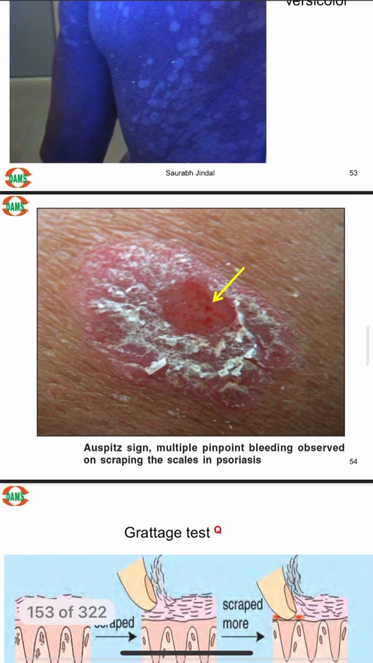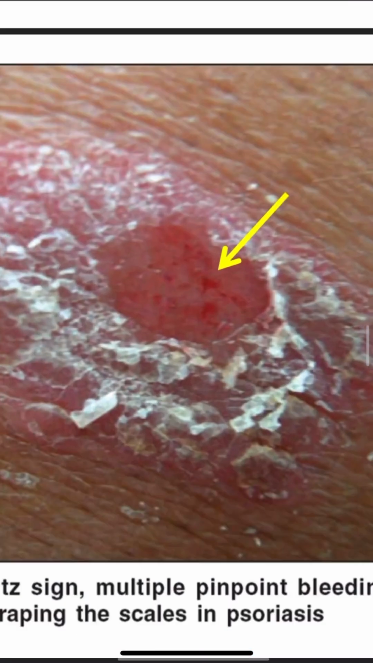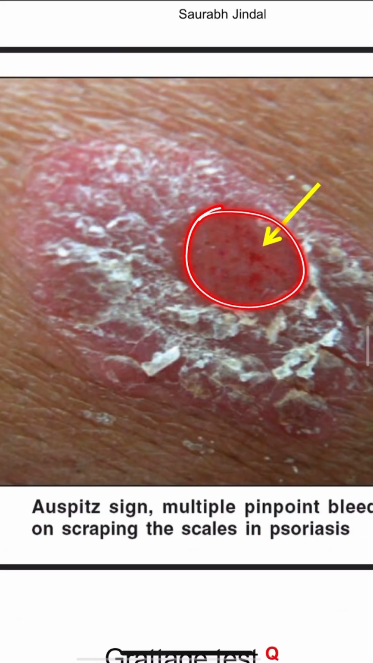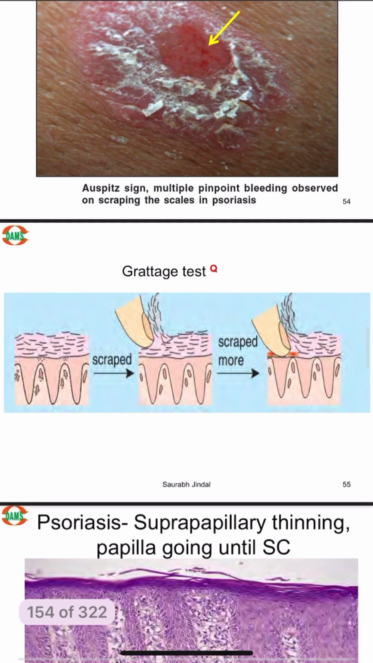This is Auspitz sign, which is multiple pinpoint bleeding observed on scraping the scales in psoriasis. This, it is known as Grattage test.